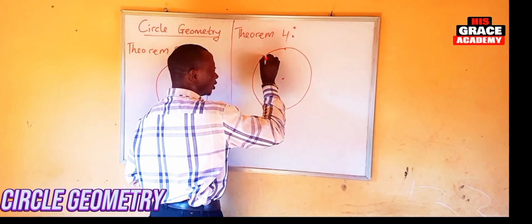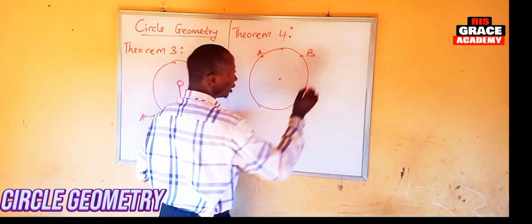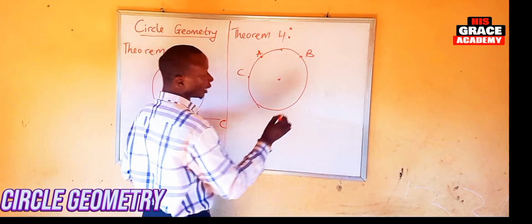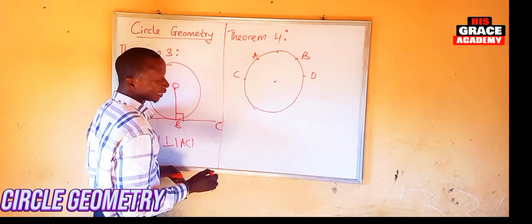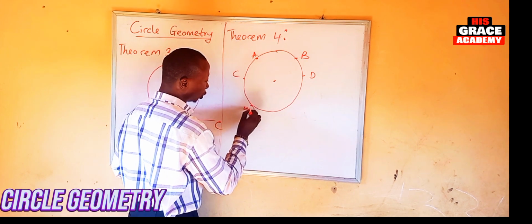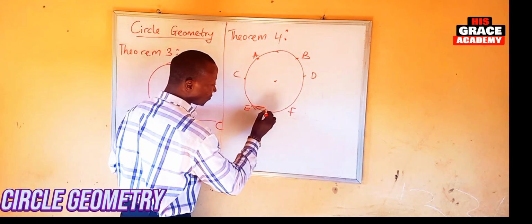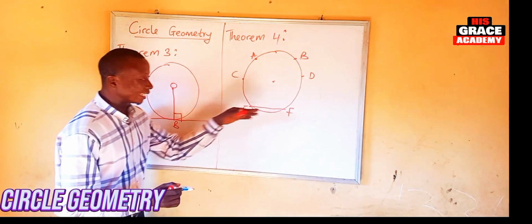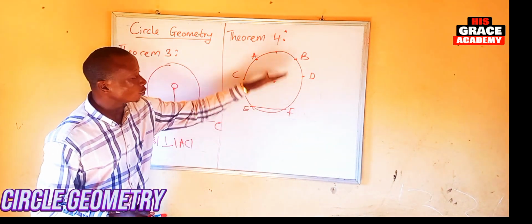Randomly, let's say this is point A on the circle, this is point B, this is another point, point C, and this is another point, point D. Are you getting that? Let's say this is another point, point E, this is another point, point F. So EF is a chord. EF is a chord that divides the circle into two unequal parts, or into two segments.